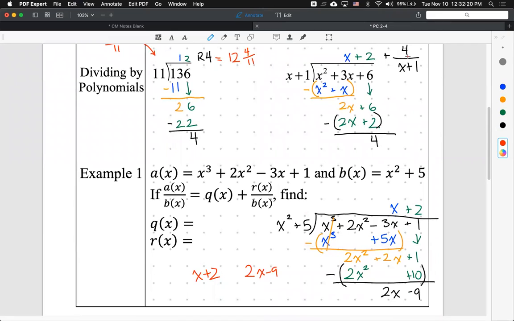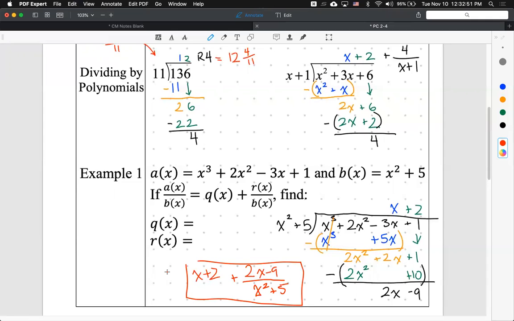Why did we write over x plus 1? What should we write over here? It's going to be 2x minus 9 over something. So 2x minus 9 divided by, so this x plus 1 came from right here. No, it's going to be the thing that you're dividing by, this x squared plus 5. Yeah, so x squared plus 5. And that's going to be adding, and we have our final answer.